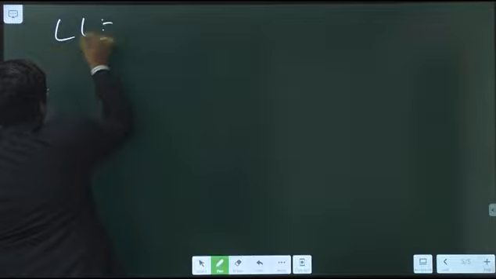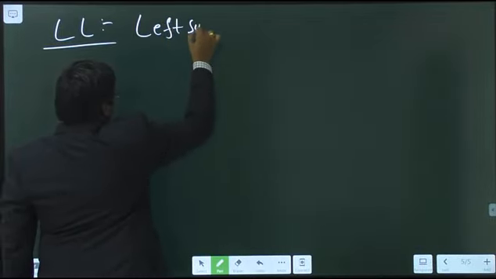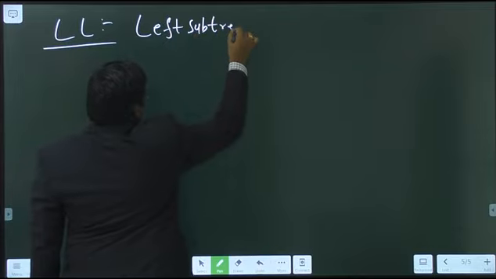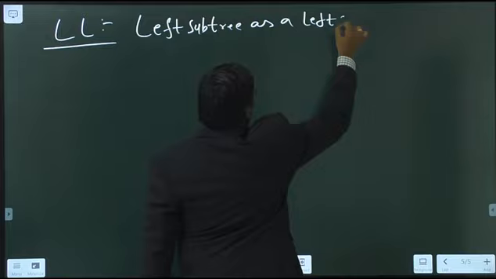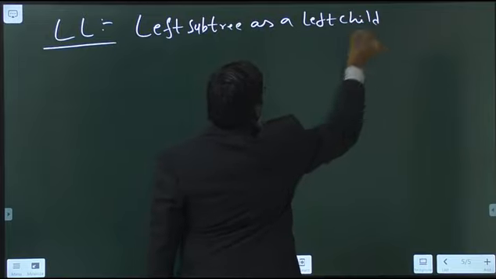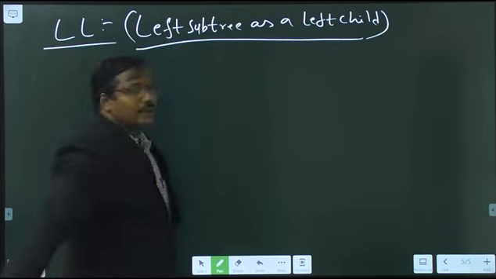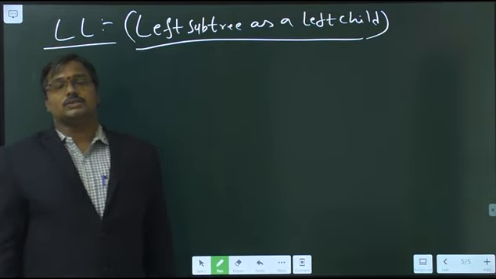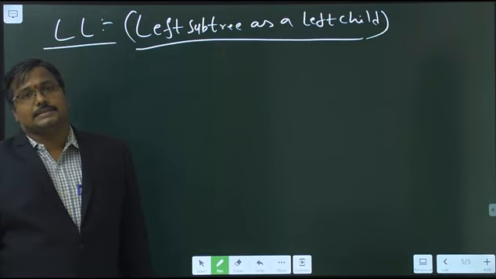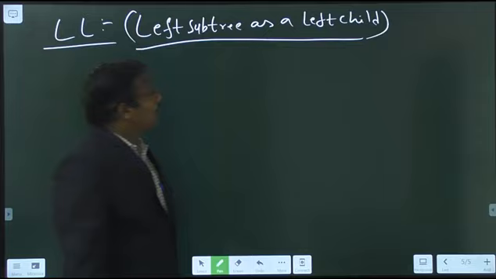So first, the LL case. LL means we insert into the left subtree as a left child and get an imbalance. That kind of case is called the LL case. So it is a single rotation case. What do we have to do?